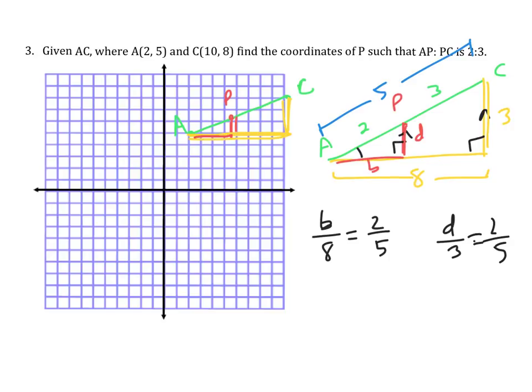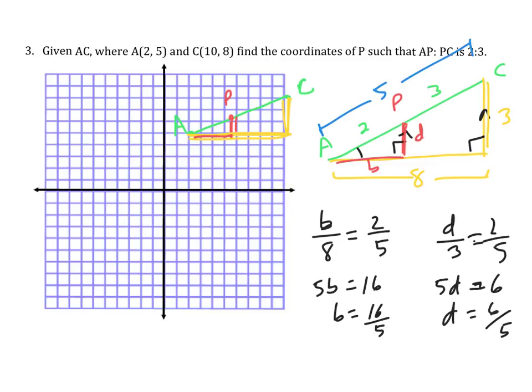So now I'm just going to cross multiply and divide. So I've got 5b equals, yeah, you can do it quicker than me. I'm just going to do it in my head and then tell you what I'm writing down. 5b equals 16. So there's my b equals 16/5. And then I've got 5d equals 6, which is giving me d equals 6/5.